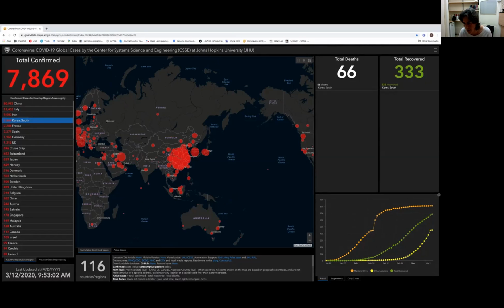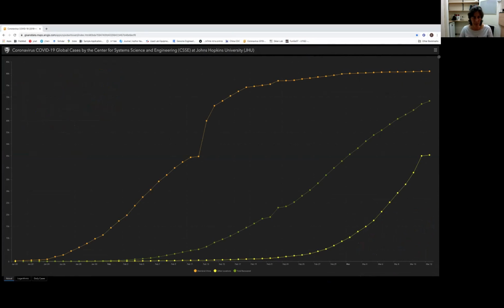Some other informative stuff, you can see here this graph that shows in orange the number of cases in China, in green the number of people that recovered, and in yellow the number of infections in locations outside China, which is right now 45,300. As you can see here, the number of infections outside China seems to be plateauing, but we have to see what happens in the next couple of days.